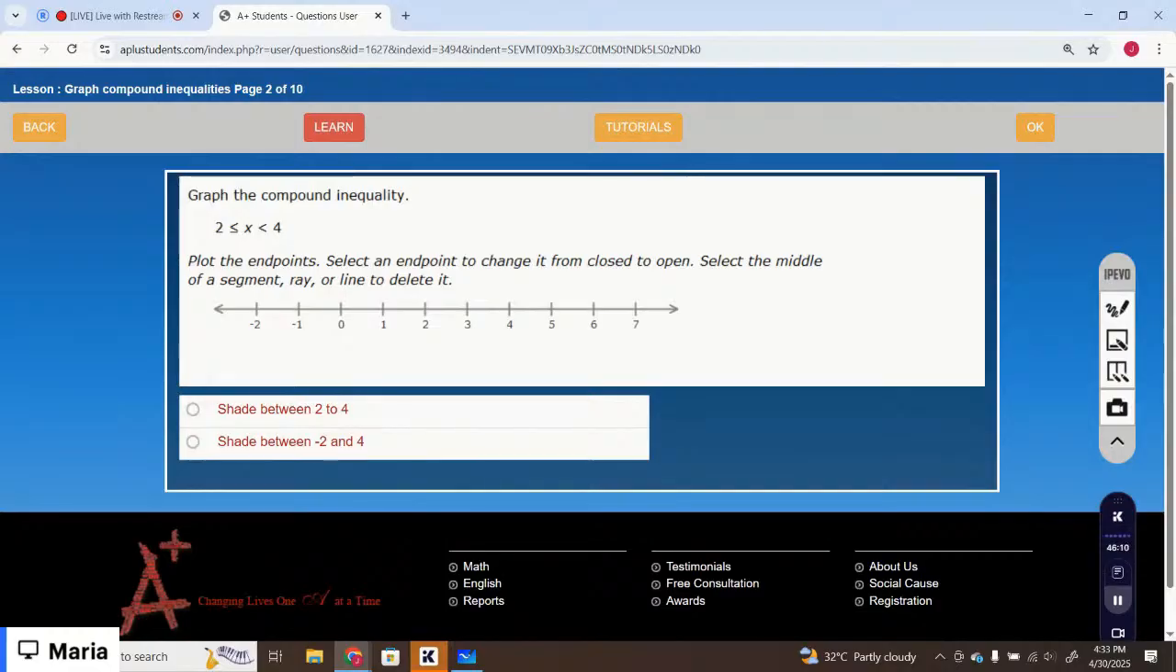Two is less than or equal to x less than or equal to 4. That is shade between 2 to 4. Option number 1 is the correct option.